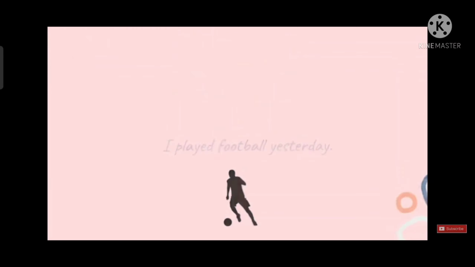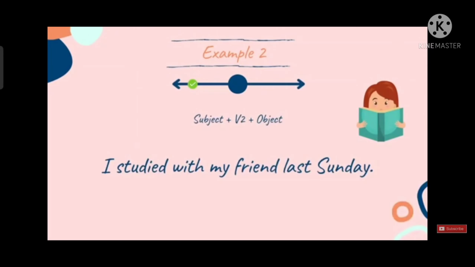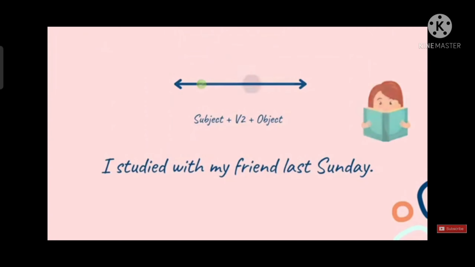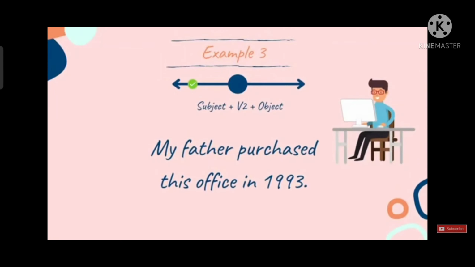Now, let's look into the next example. I studied with my friend last Sunday. As the activity of my studying is completed in the past, we have used simple past tense here. Let's look into the next example. My father purchased this office in 1993. Here, we are referring to a past event of purchasing an office. So we have used simple past tense here. Till now, the structure of tense is subject plus verb second form plus object.